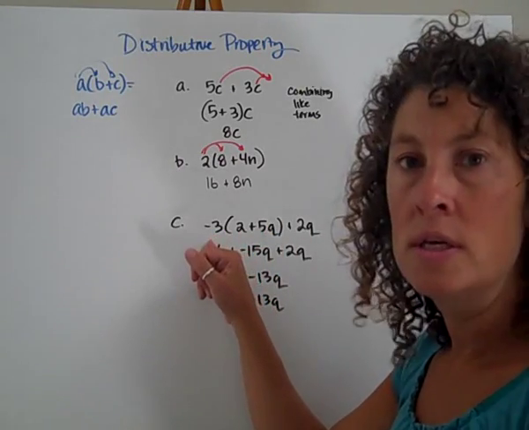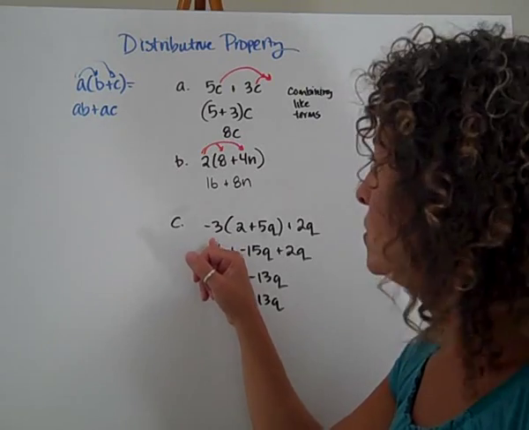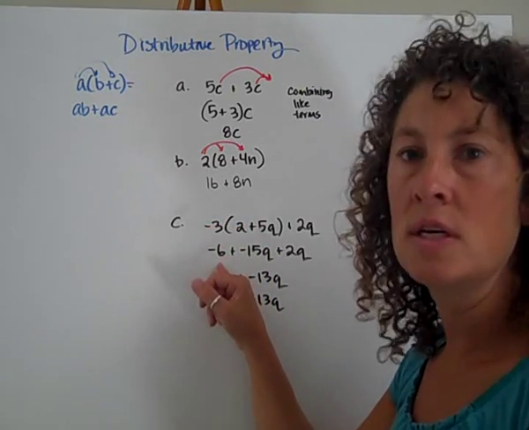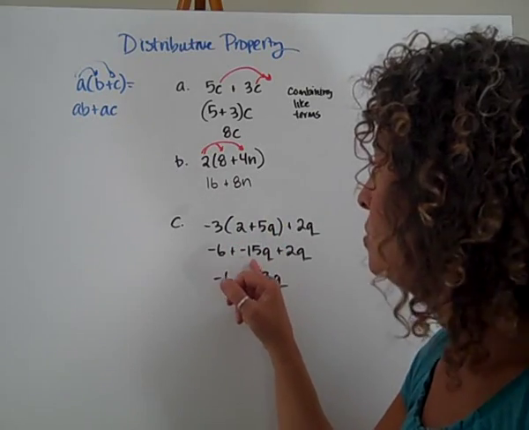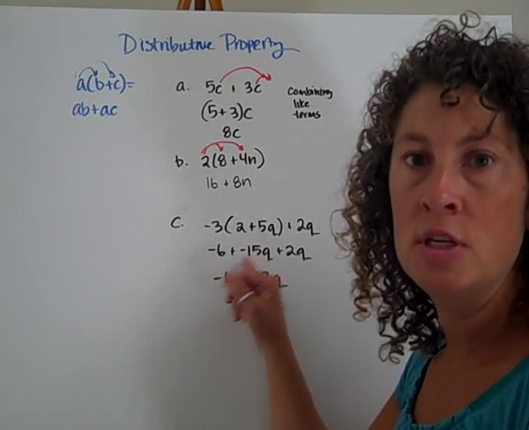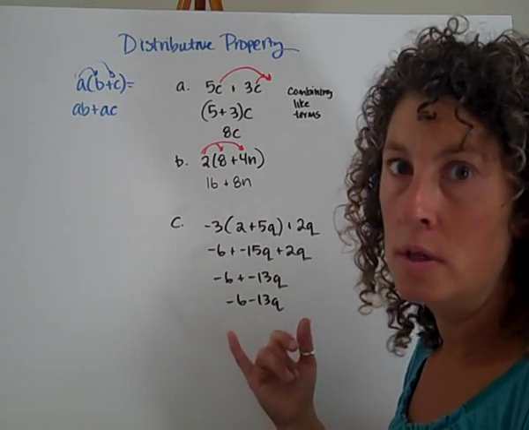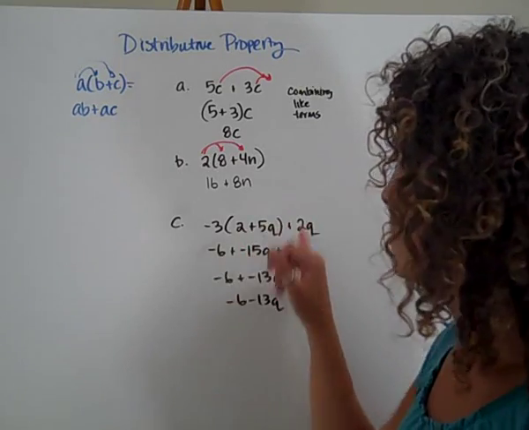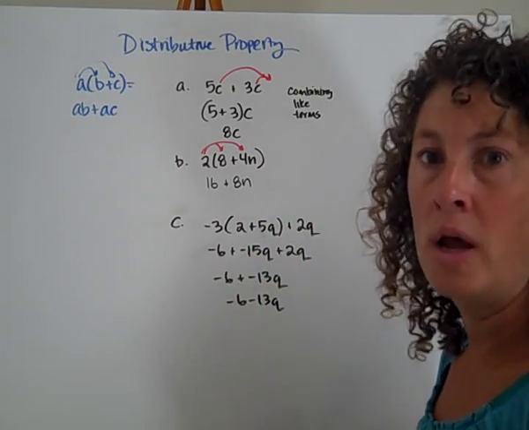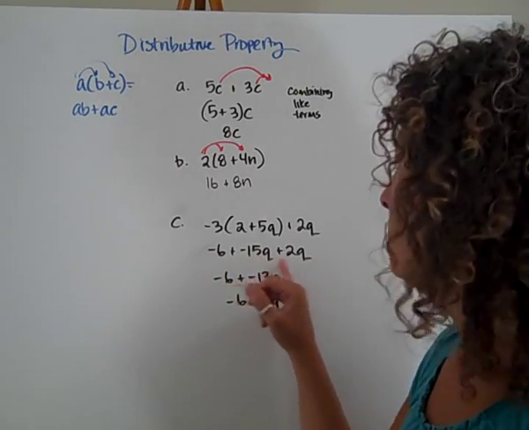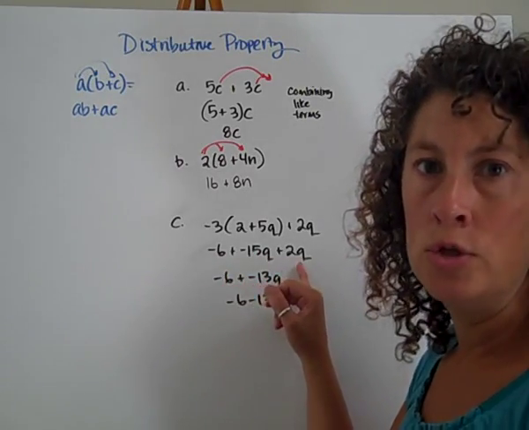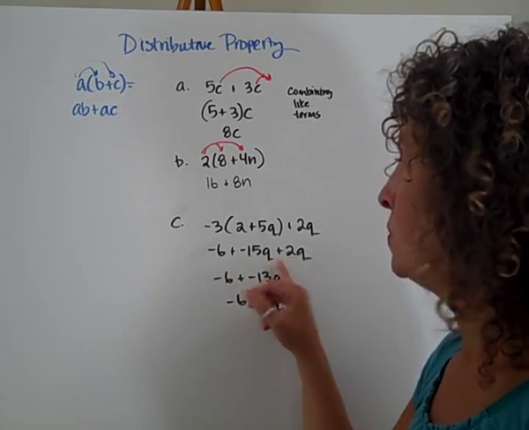I'm going to deal with this negative 3 in front of the parentheses first. So negative 3 times 2 is negative 6. Negative 3 times 5q is negative 15q. I can write that as plus a negative 15q or minus 15q. They are the same expression. And then this plus 2q just comes along for the ride for the moment. Now I look at this and realize that I do have like terms. The negative 15q and the 2q are like terms because they both have q.